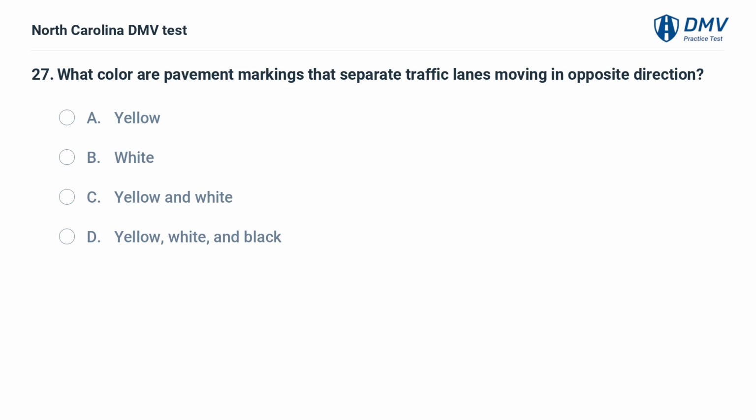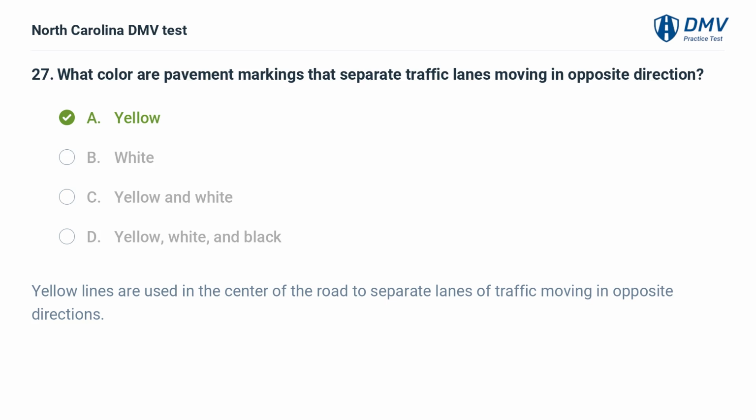What color are pavement markings that separate traffic lanes moving in opposite direction? A. Yellow. B. White. C. Yellow and white. D. Yellow, white, and black. A. Yellow. Yellow lines are used in the center of the road to separate lanes of traffic moving in opposite directions.